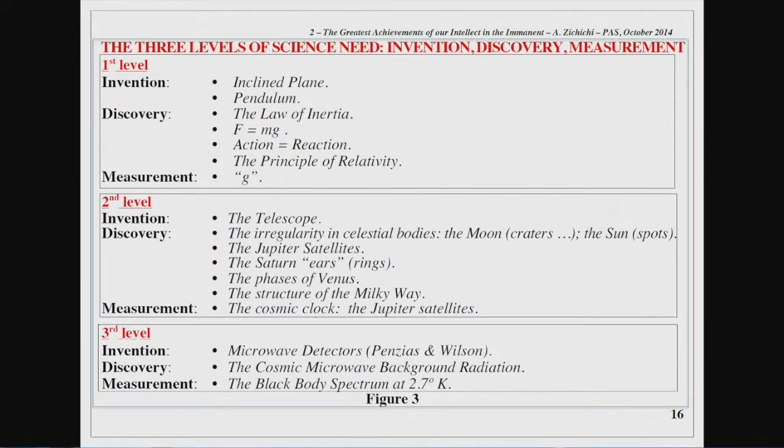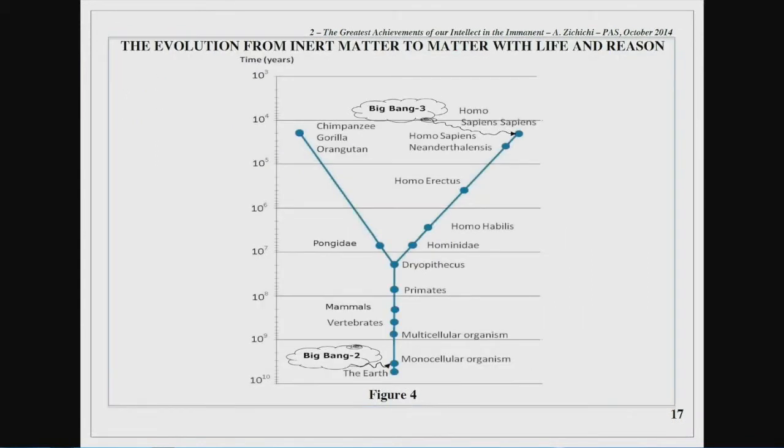So the third level needed the invention of advanced microwave detectors, which played the role of noise in their measurements. And this noise was isotropic and impossible to be eliminated by Penzias and Wilson. Now here, I'm sorry, but the diagram is not visible very well from here. Anyhow, this is the evolution.